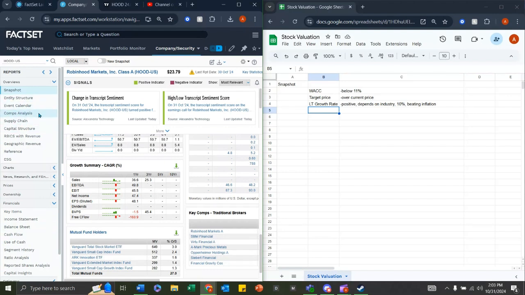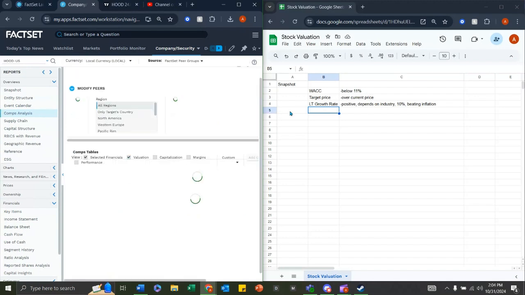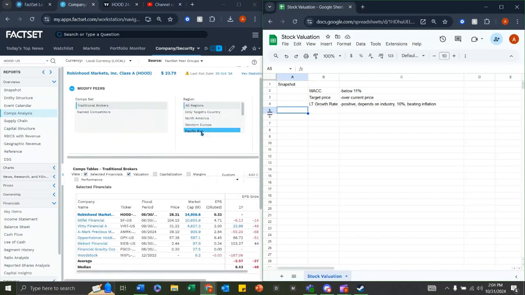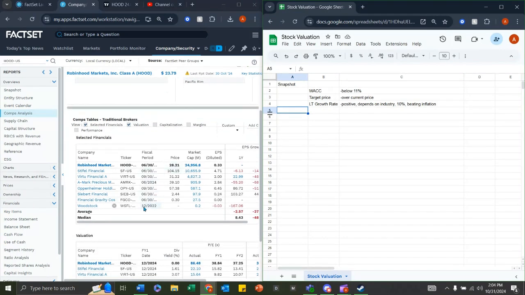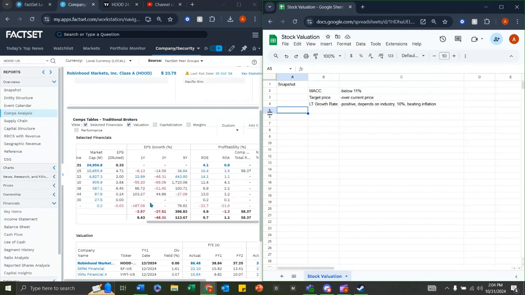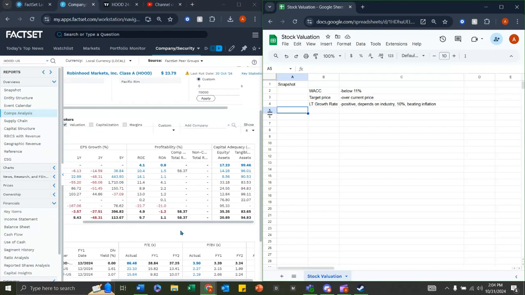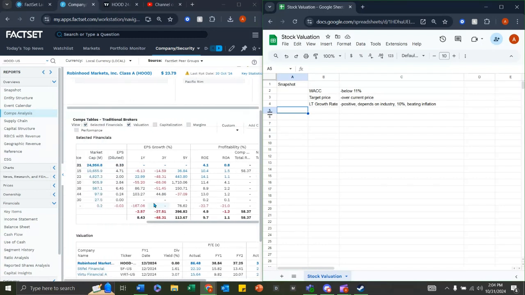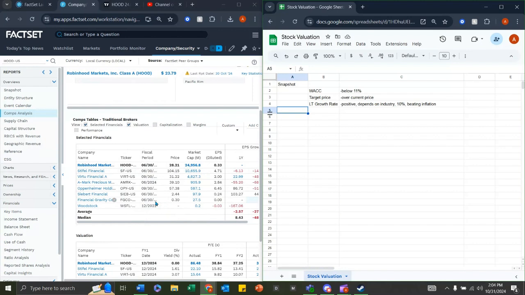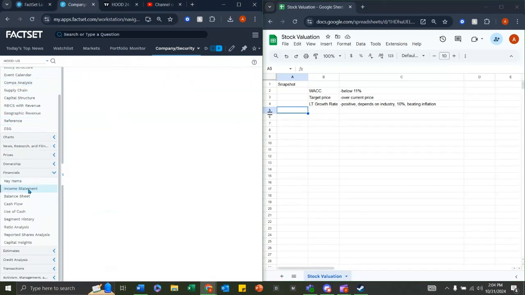But anyway, next thing is comps analysis. I mostly just use this as a general reference. Sometimes I use comps analysis, but honestly, with Robinhood specifically, I don't think I will. Other than Oppenheimer, which is a financial planning and stock analysis sort of company, I don't even know what these companies are. So, all right, skipping that, we are going right to the income statement.